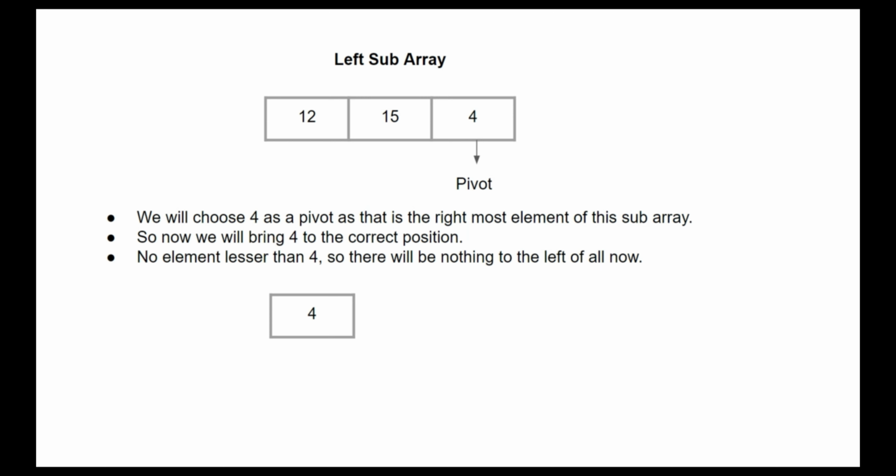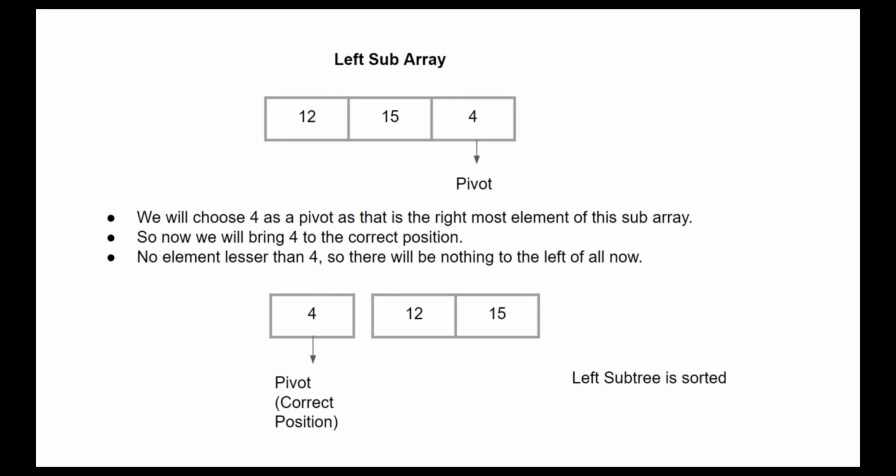So 12 and 15 are to the right of 4, and we found that 4 is in the correct position. If we perform the same operation on the subarray 12 and 15, it remains the same because the left subarray is now sorted. So the values are 4, 12, 15 and then also 17. So half of the array is sorted.